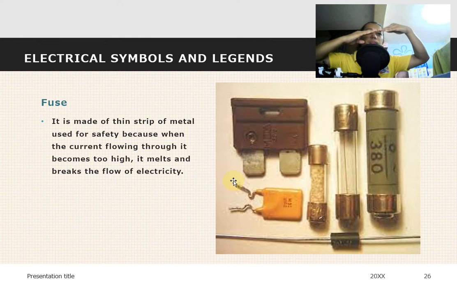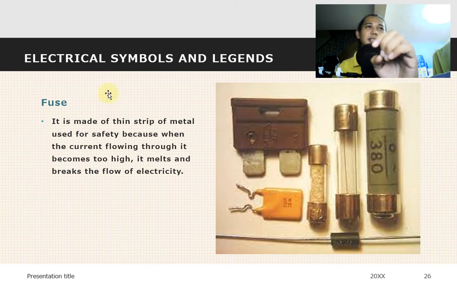Pag dumaan yung malaking electricity, puputol siya. So it will cut the flow of the electricity. So it prevents damage to all the equipment or electrical equipment inside the house. No? So ganun po yung main purpose niya.